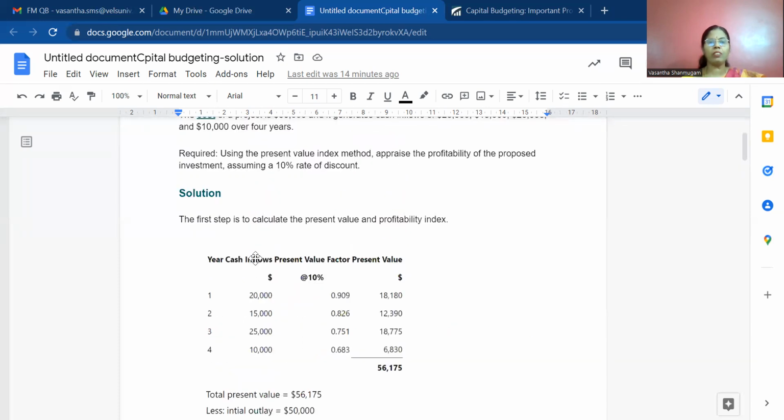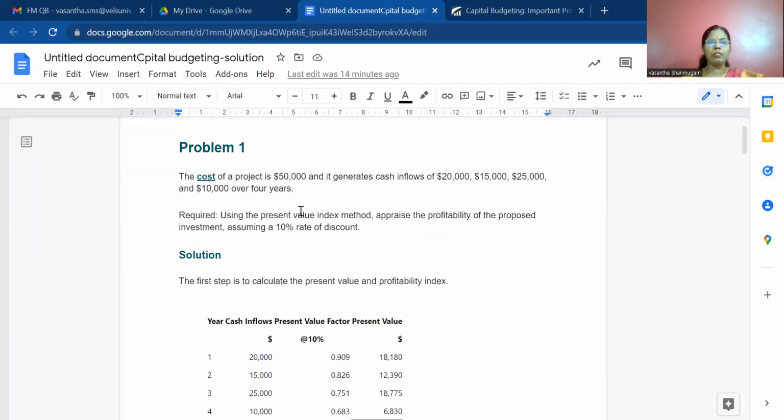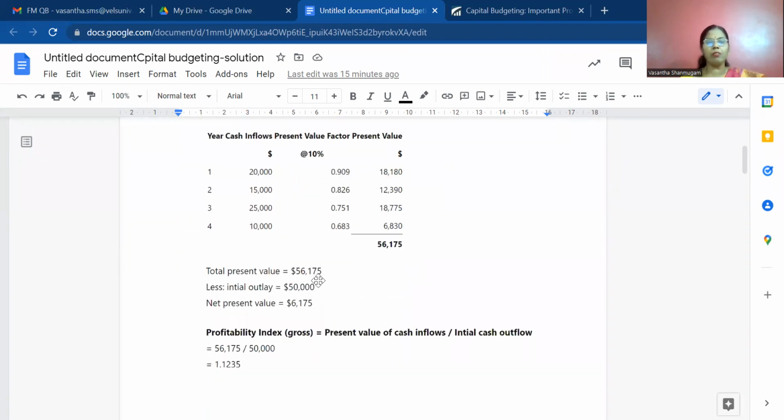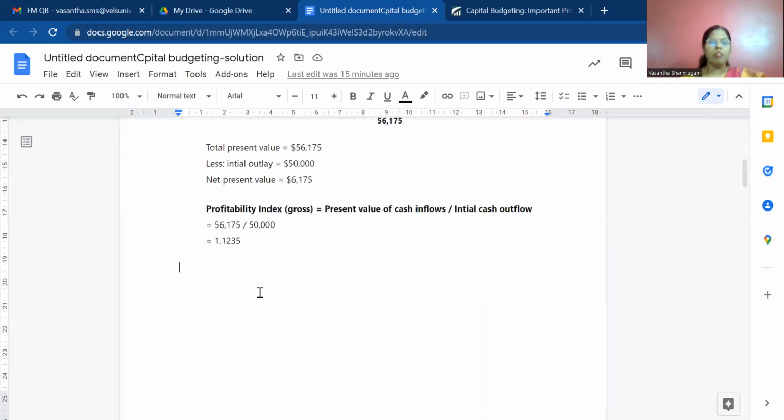But how much have you invested in this particular project? You have invested 50,000. So what is the formula? Present value of cash inflow minus present value of cash outflow. When you deduct 50,000 from 56,175, you get 6,175. This is the net present value. So in the case of net present value, the formula is, I will note it down here, the net present value method.